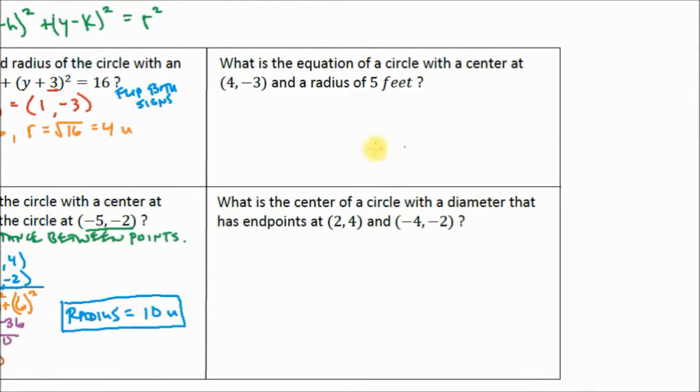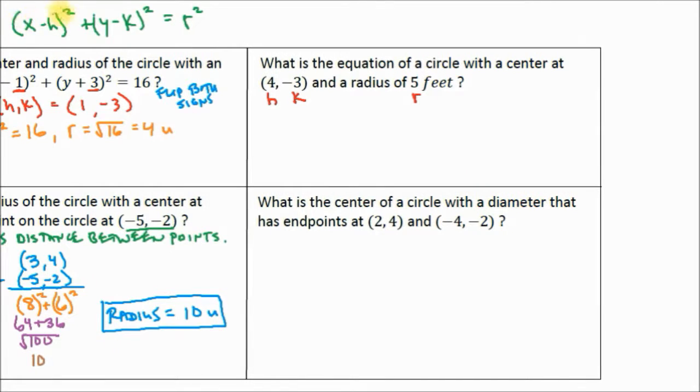Question, upper right hand corner. What is the equation of a circle with a center at 4, -3 and a radius of 5 feet? Okay, I like this one. This is an easy one. Because we know, class, that this must be h and this must be k, and this happens to be our radius, r.